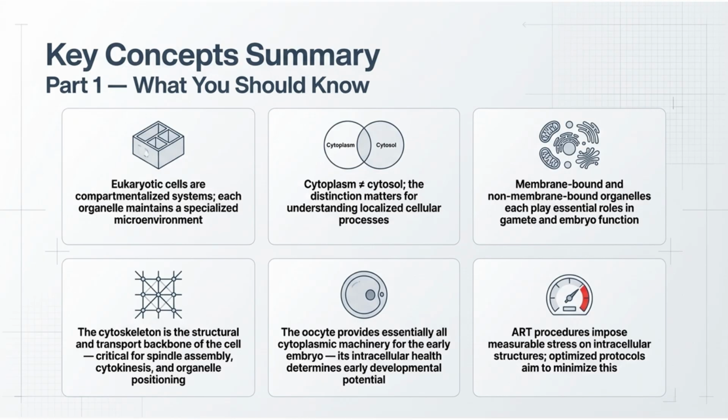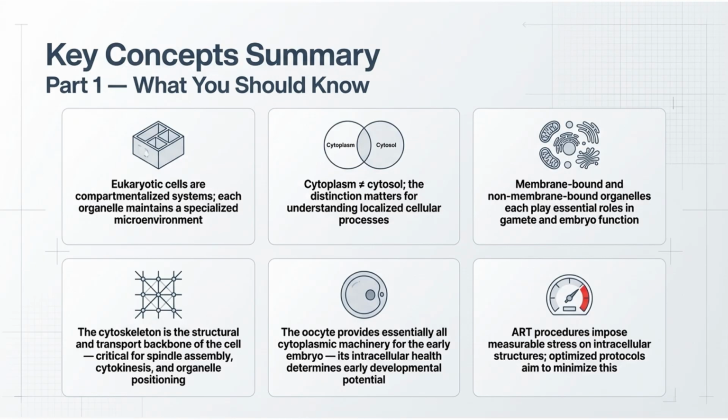Fourth, the cytoskeleton is the structural and transport backbone of the cell. Its 3 filament systems, actin, microtubules, and intermediate filaments, together position organelles, transmit forces, drive cell division, and enable directed intracellular transport through motor proteins. Cytoskeletal integrity is required for spindle assembly, cytokinesis, cortical granule positioning, and compaction, every one of which is clinically observable.